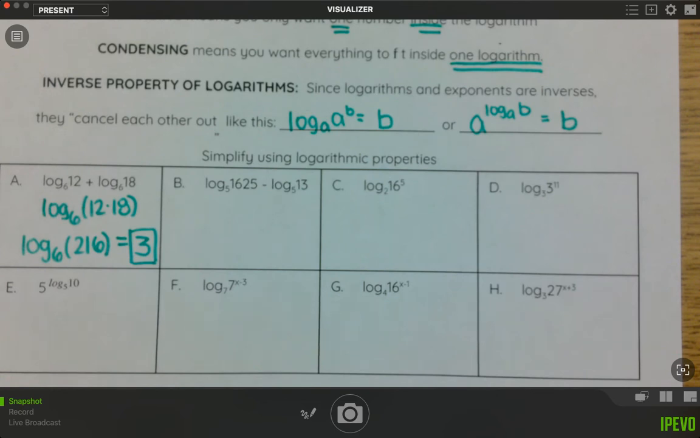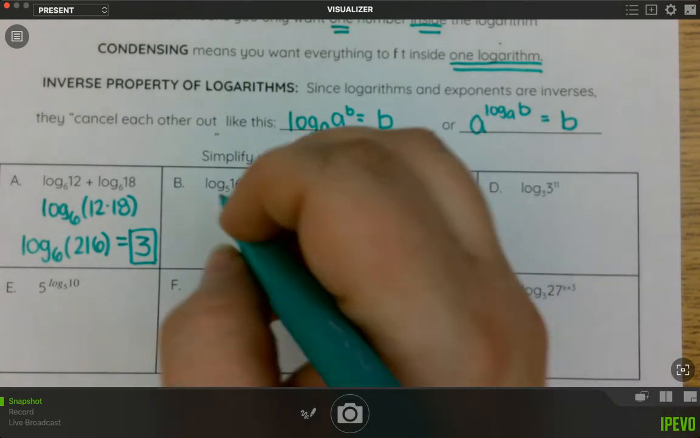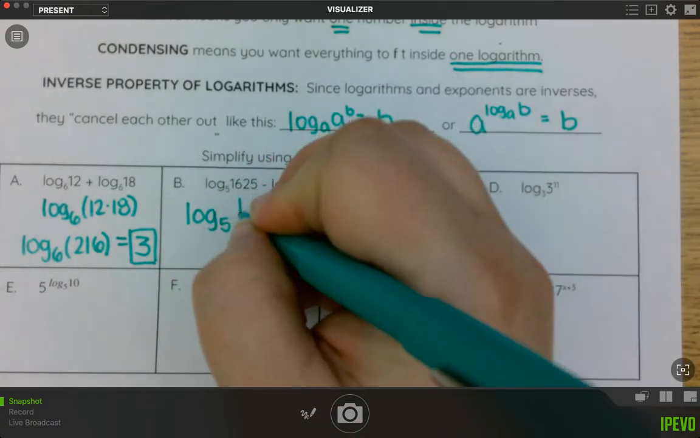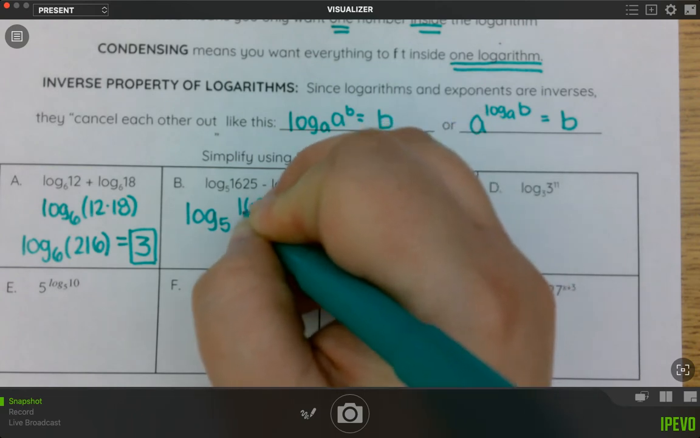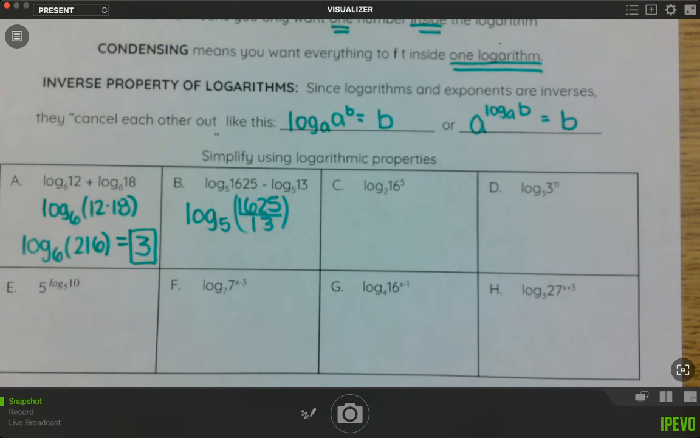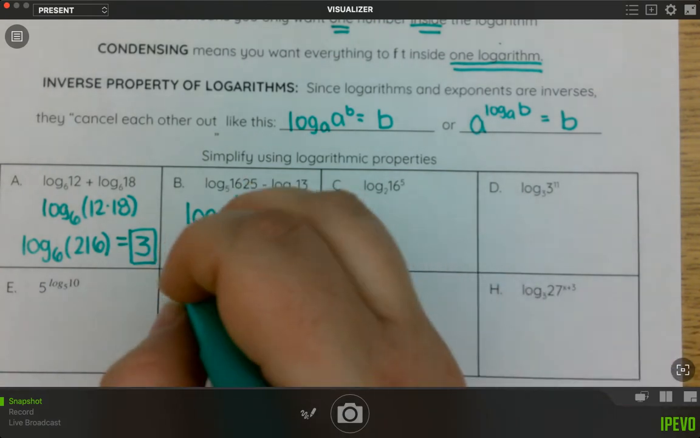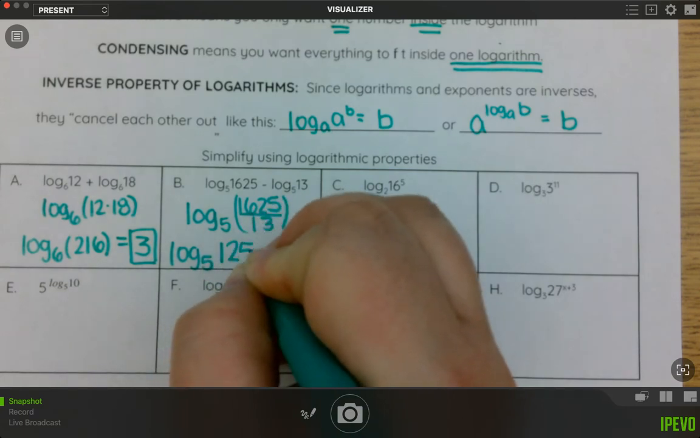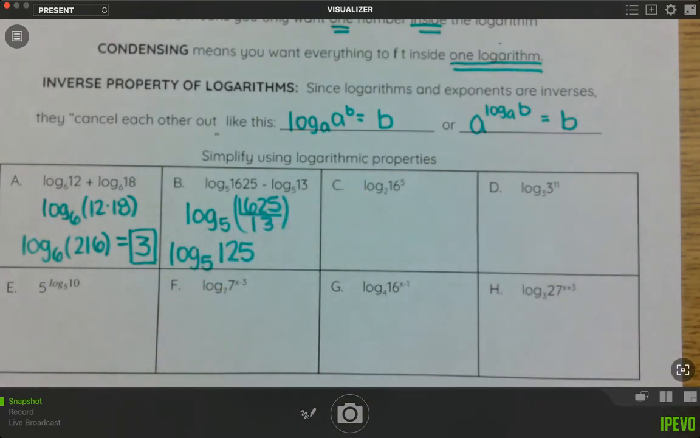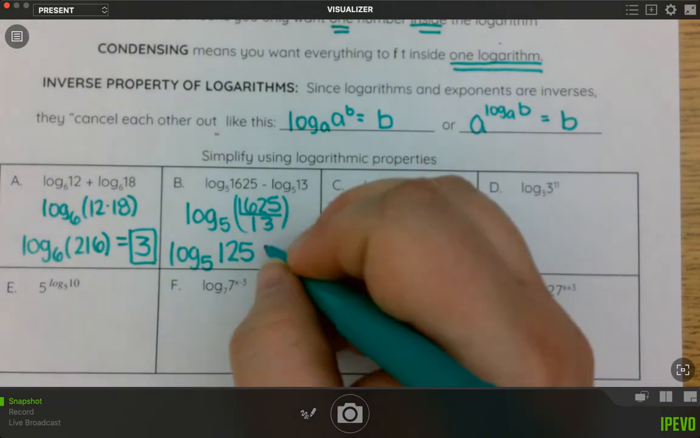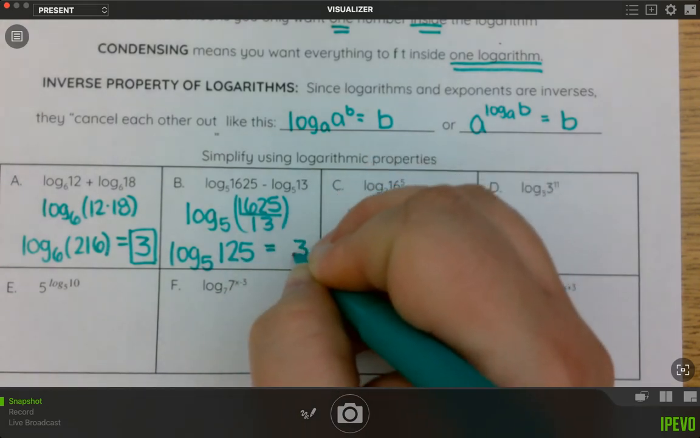On part B, you'll notice that they're being subtracted. That means when I combine them together, I'm going to divide 1,625 by 13. And 1,625 divided by 13 is 125. Again, if you're not sure about that, grab a calculator, do some division. And now we're looking for what power of 5 equals 125, which happens to also be 3.